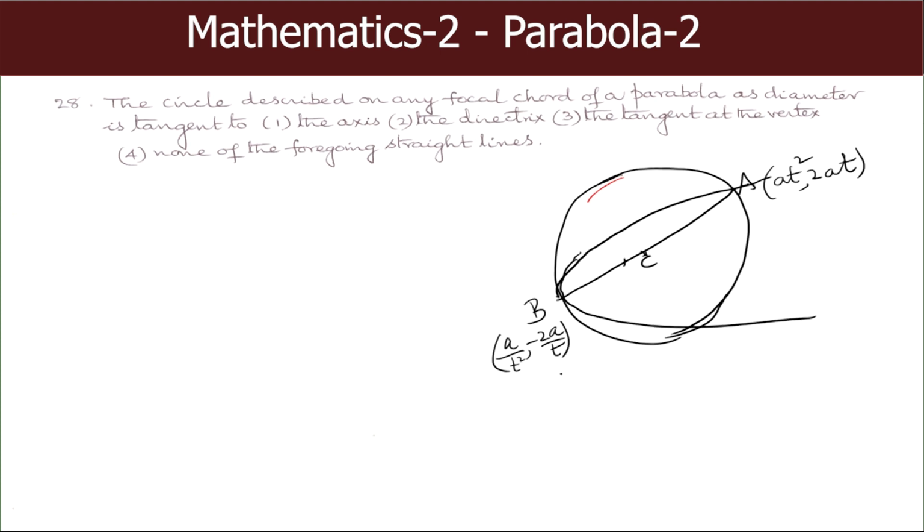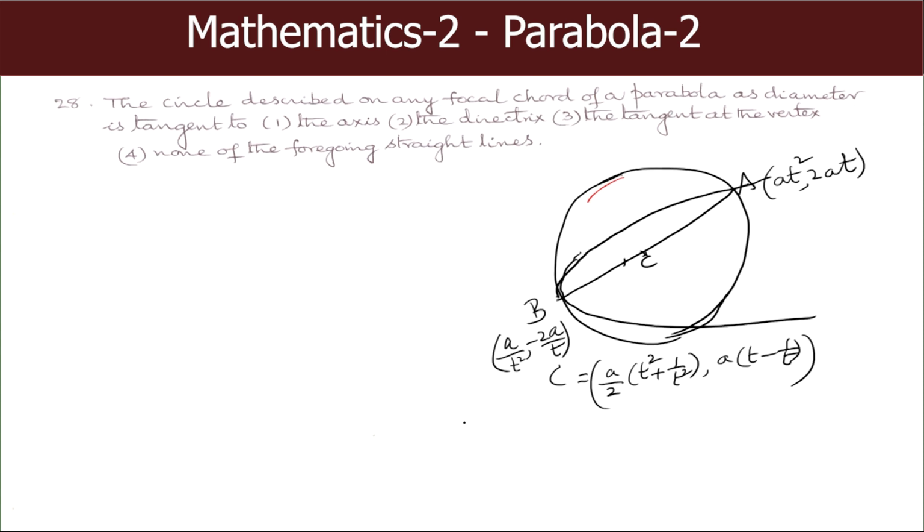Okay. What is the center? Center is the midpoint of AB: (a/2)(t² + 1/t²), and a(t - 1/t). So, these are the coordinates of the center of the circle described on AB as diameter. Okay. And what is the radius?